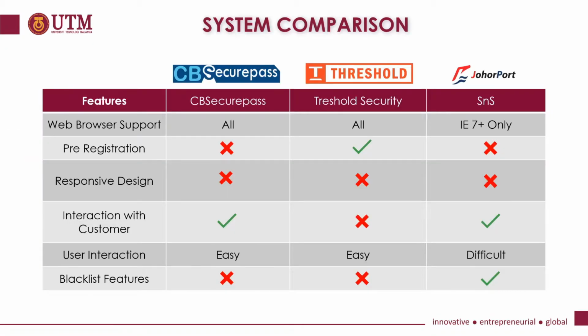In FYP 1, I did some research on similar systems based on the Asian Pass, like the SNS system. There are the CB Secure Pass system and also the Threshold system. This is the comparison between those systems.